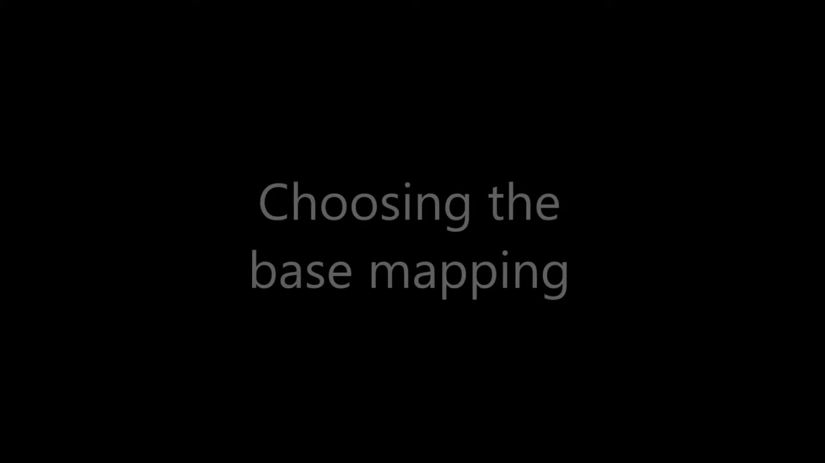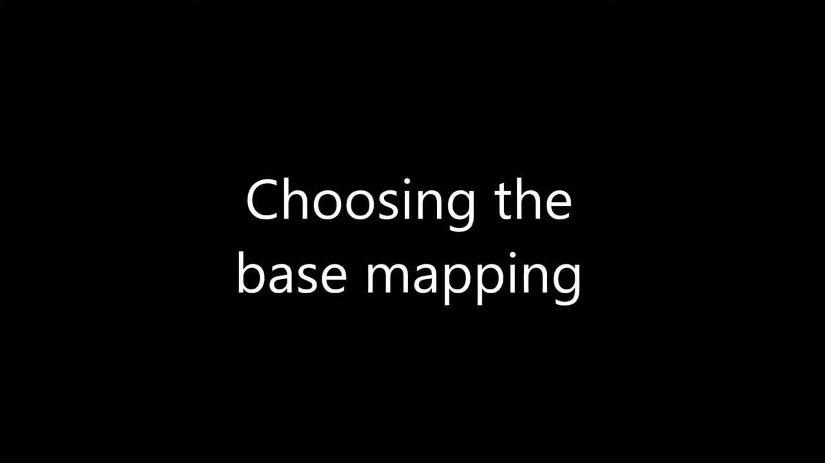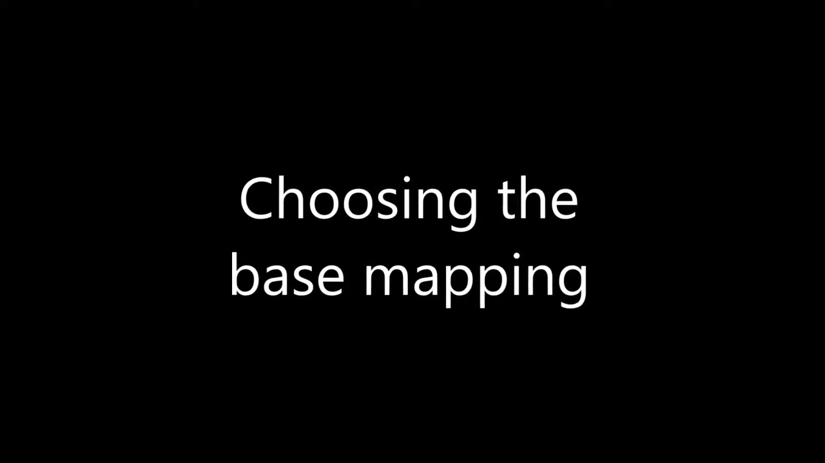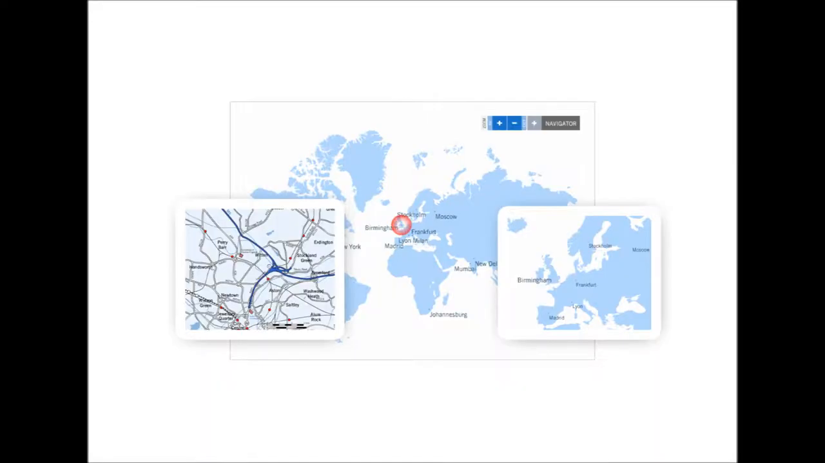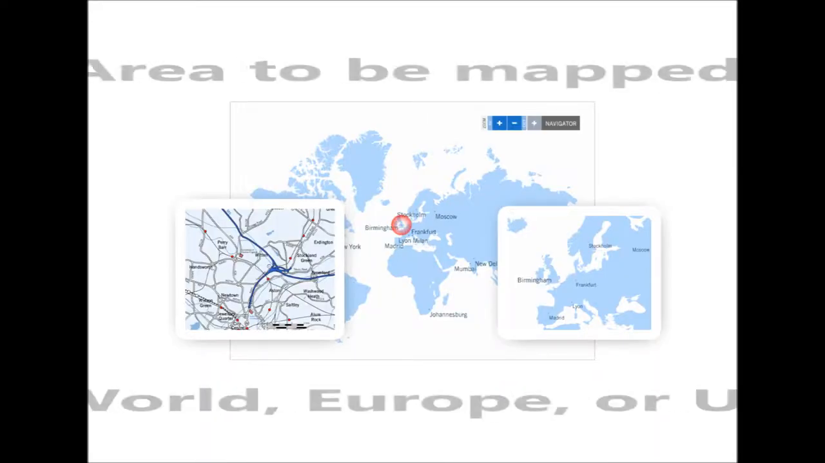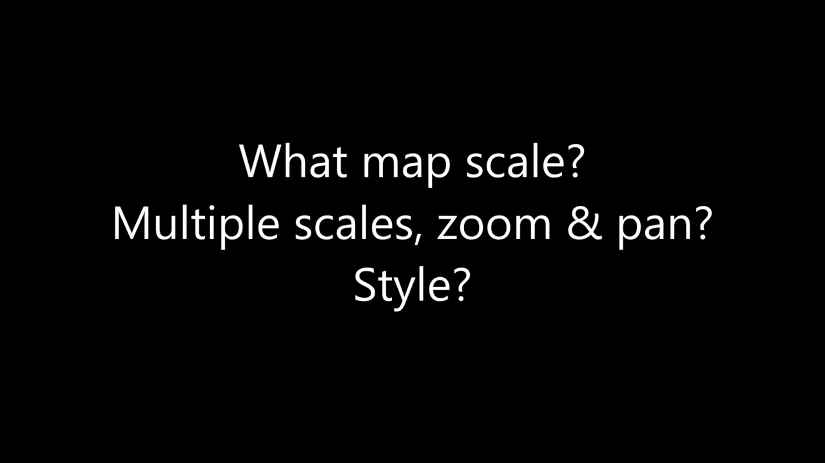Thirdly, choosing the base map. Once the business data has been geocoded, we shall typically agree the base mapping with the client. The key questions about base mapping are: what is the area to be mapped? The whole of the UK, or regions, or Europe, or the world? What map scale is best suited to the data? And are multiple scales of base mapping required to allow the user to zoom in and pan around the map?